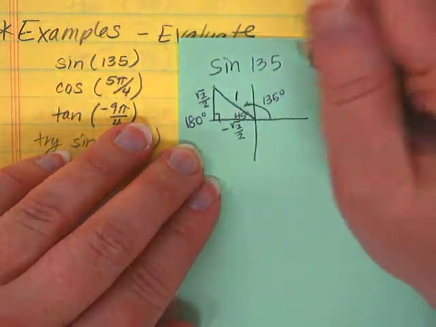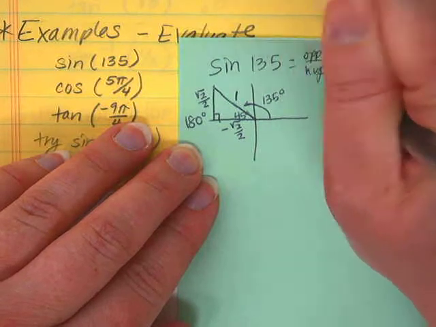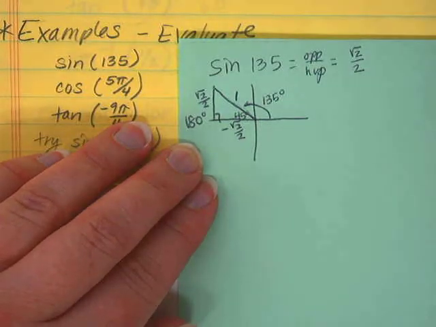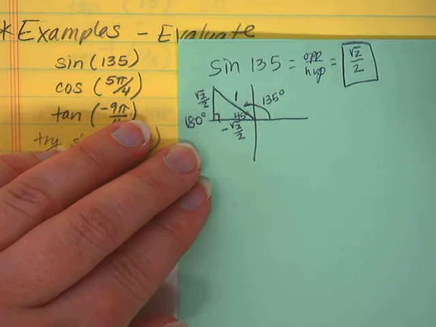All we want to find is sine. So sine is opposite over hypotenuse, which is square root of 2 over 2 over 1. So what's the answer? Square root of 2 over 2.